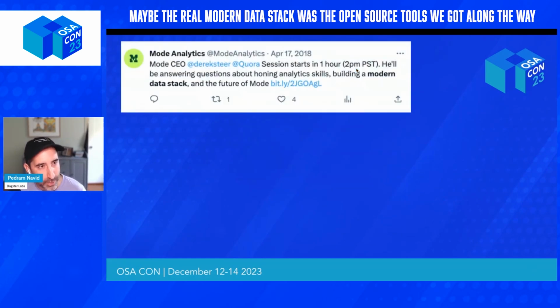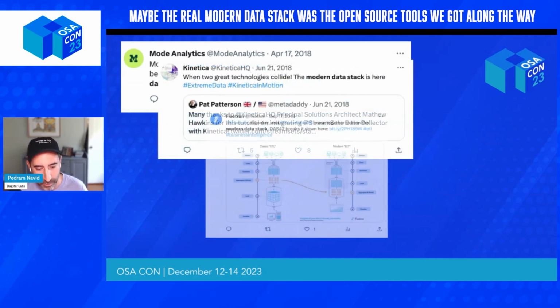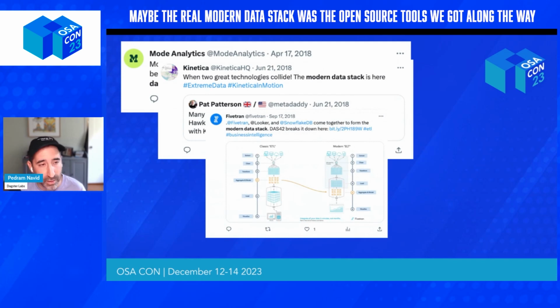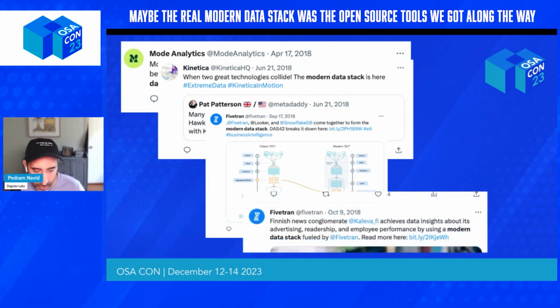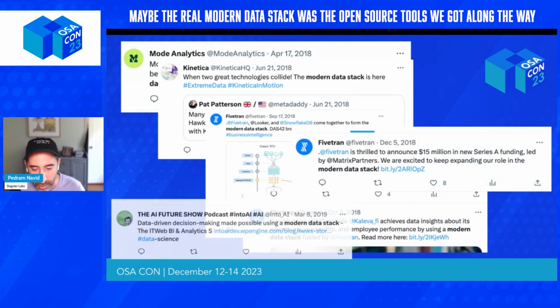We keep hunting. April 2018, we finally start to see someone talking about a modern data stack, and this is Mode, a company that kind of still exists, and they really believe in this modern data stack idea. And then we keep looking, and Kinetica is starting to post about it. Fivetran is starting to post about it. In October 2018, Fivetran posts again. December 2018, Fivetran posts again with a Series A funding announcement. So now we know a modern data stack, whatever it is, is a real thing.